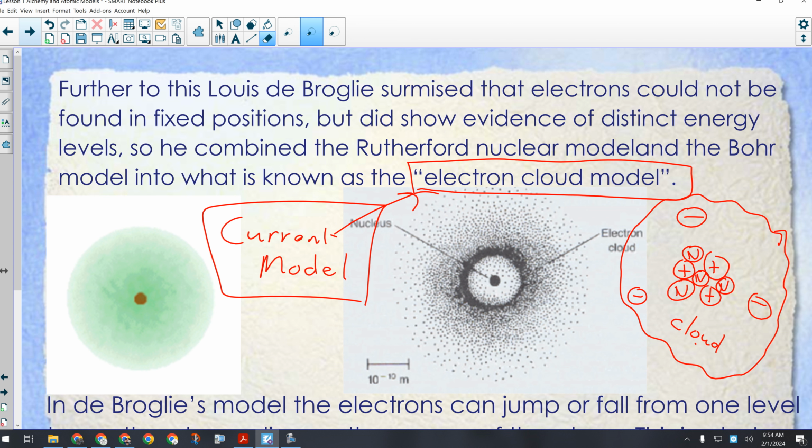5 marks. 1 mark for the right number of protons, 1 mark for the right number of neutrons, 1 mark for the right number of electrons, 1 mark for having the protons and neutrons in the nucleus, 1 mark for having the cloud. 5 marks. Is that a gimme question? Really it is. Draw de Broglie's model, put the right number of particles in it, put the particles in the right place. I kid you not, that's question 3 on your unit exam, because I was playing around with your unit exam yesterday. That's question number 3.